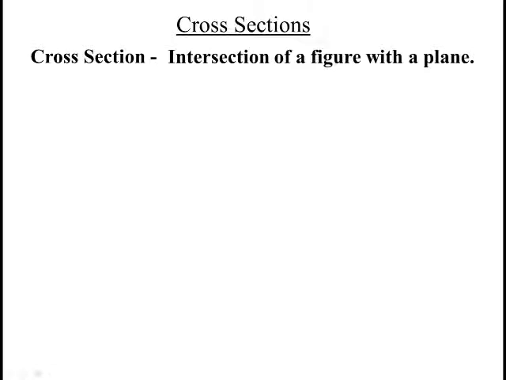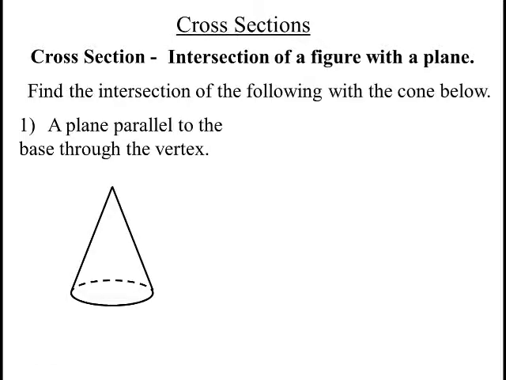Okay, so the next thing we're going to be looking at are cross sections of polyhedrons. So it's when you take a plane and intersect it with the figure. So our first figure is not a polyhedron, it's a cone. But what would it look like if a plane crossed through this cone parallel to the base and through the vertex? What sort of figure would it form? Well, it's going to cut right through the top of it, right through the vertex. It's going to form a point.